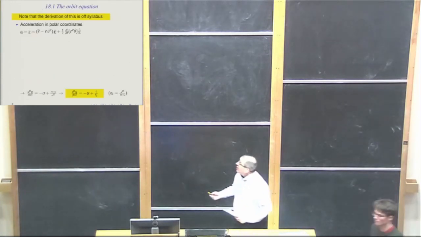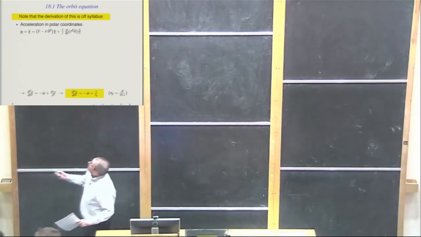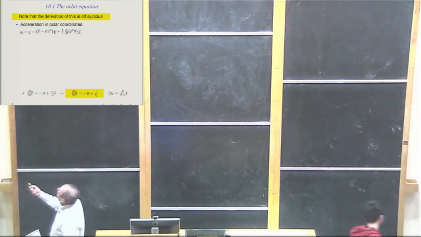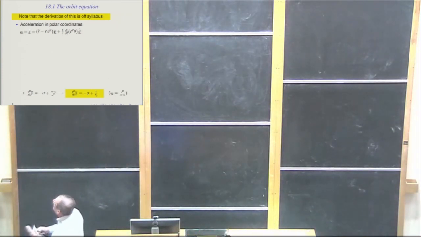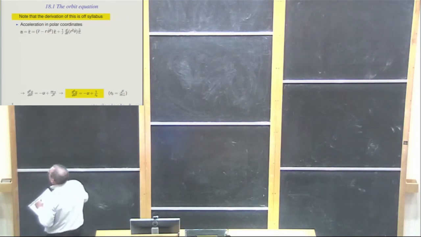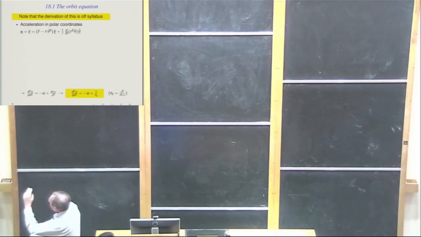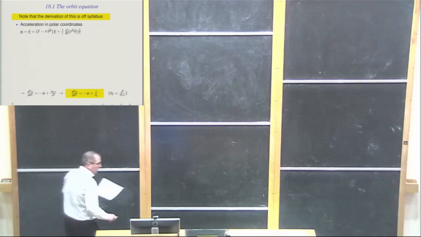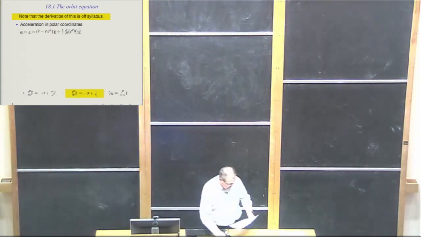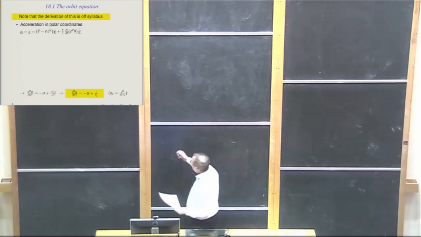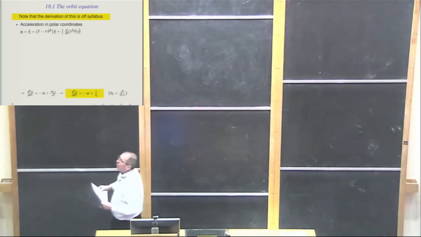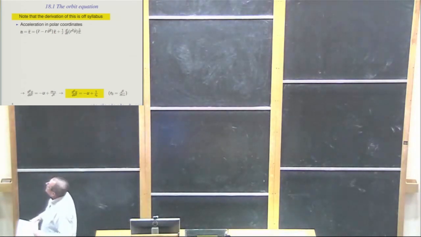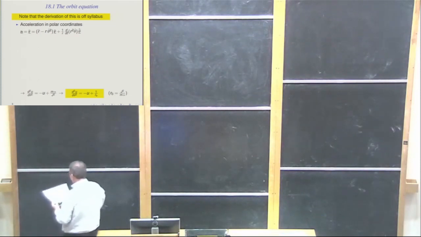So this slide starts with very dangerous words. The derivation of this is off syllabus, which may be a cue for you to leave the room or fall asleep, but that would be wrong because firstly I think you'll find it's rather interesting, and secondly it doesn't last too long and then we're firmly back on piste again. So what I'm going to do is to derive the orbit equation, and then we shall see that a solution to this is our elliptical orbits.